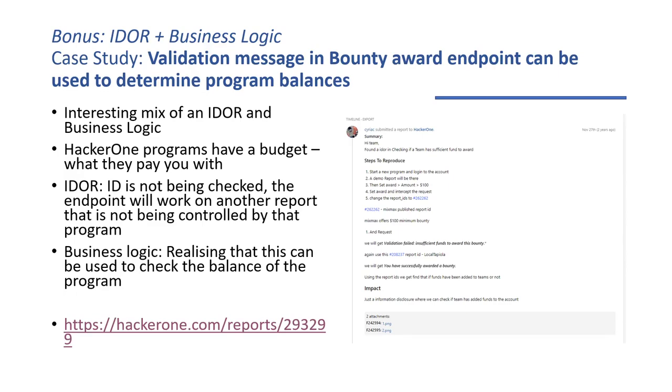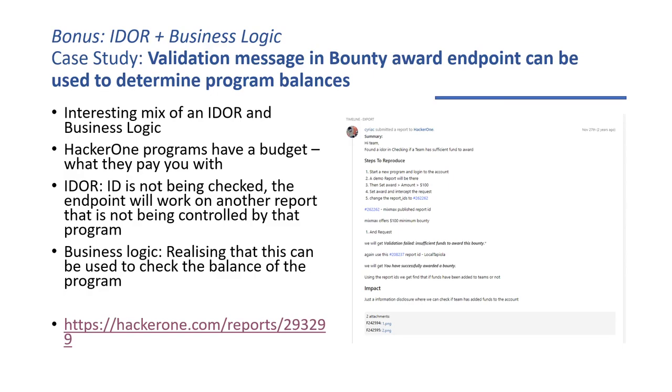So in this IDOR, the ID was not being checked when it came to validating if they had enough money. It wasn't actually going to pay somebody a bounty, but it was going to return whether or not it had sufficient or insufficient funds. So the IDOR there is that the ID isn't being checked, so it will work on another report that's not being controlled by the program. However, the way this person managed to escalate it to a business logic error as well was realizing that it can be used to check the balance of the program.